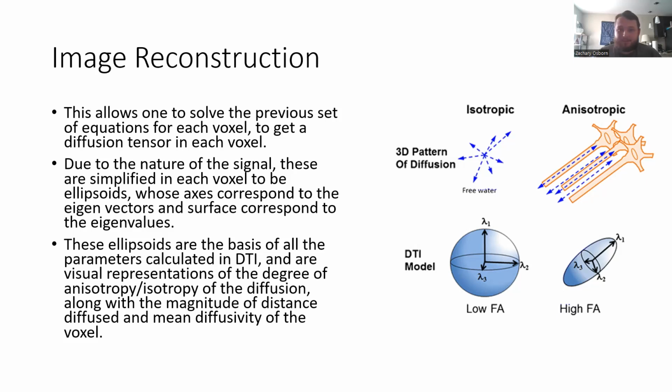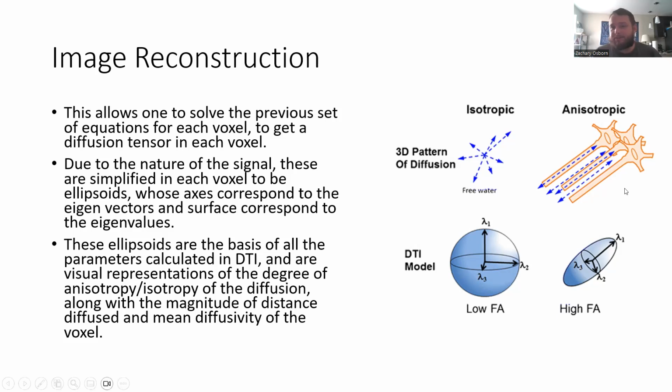And the ellipsoids are the basis of all the parameters calculated in DTI and are just visual representations of the degree of anisotropy and isotropy of the diffusion. So here, this figure is a really good example. If you just have a random orientation of 3D patterns diffusing, say you just have random diffusion by Fick's law, you're going to get this very low fractional anisotropy, which is a parameter we'll talk about later, or essentially a sphere-looking ellipsoid, because there's no one weighting one way or the other.